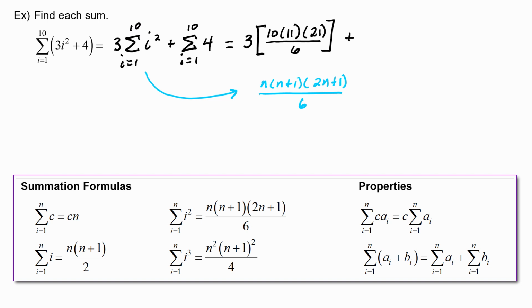Plus, we have the summation i equals 1 to 10 of 4, and we know that rule tells us to take c times n, so we're going to do 4 times 10. Then we can just grab our calculators to discover that this is equal to 1,195.